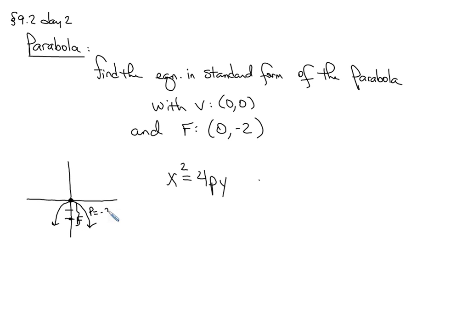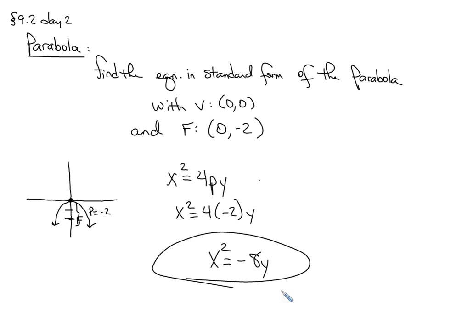Negative 2. Why 2? Because it's 2 units away from the vertex. Why negative? Because it went down. So p is negative 2, so all we do now is plug that in for p. And so what's our equation? x squared equals negative 8y. That's it. We're done. You guys see how easy that is?